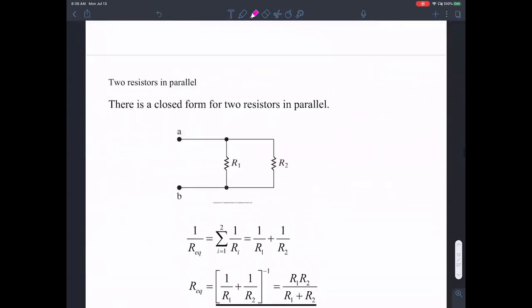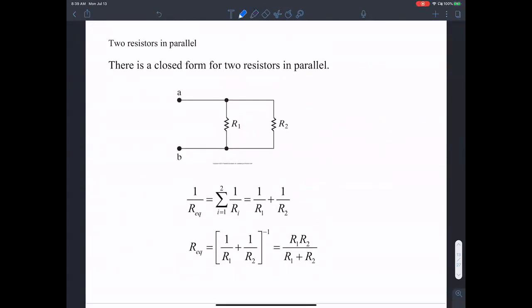okay? And then I'll give you some expressions for quick math when you're doing two resistances. When you have two resistances, R1 and R2 in parallel, the equivalent resistance, R equivalent, if you apply the formula, you're going to see that it's 1 over R1 plus 1 over R2. And then if you solve for R equivalent, you're going to see that R equivalent is the product of the resistances over the sum of the resistances. Okay, so that's the idea of two resistances in parallel.